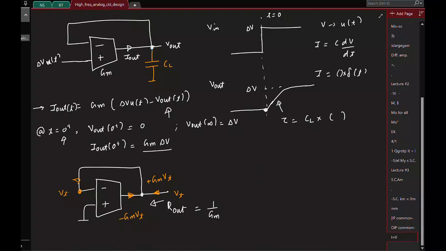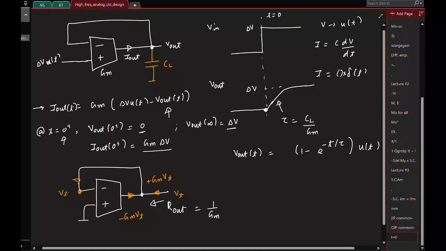So the time constant is now what? 1 by Gm times CL. So what is V out of t? Can you tell me what the expression is now? It is a first order settling starting from 0 volt and reaching delta V, with a rising exponential in t by tau, times u of t. Fine, right? Because if you put t equal to 0 here, the output is 0. At t equal to infinity, it's delta V.